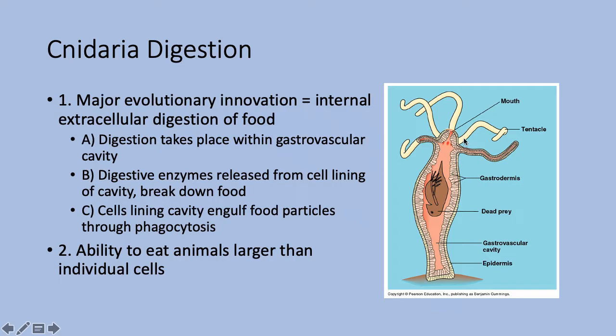Once it consumes its prey, bringing it in using maybe tentacles and passing it through the mouth, we have these cells that line the gastrodermis that release digestive enzymes to break down the food. And then, again using phagocytosis, they bring those food particles into the cell. With sponges, they could only eat prey that was smaller than them, but now we have the ability to eat animals that are larger than the individual cell.